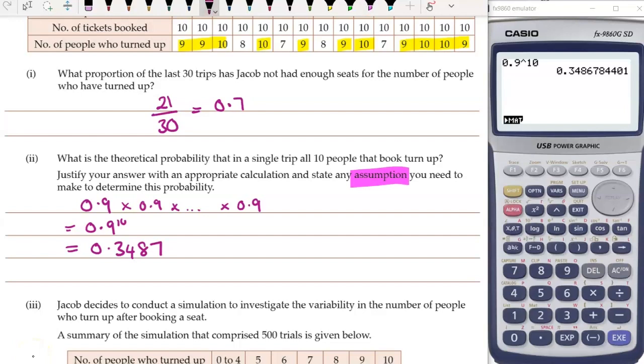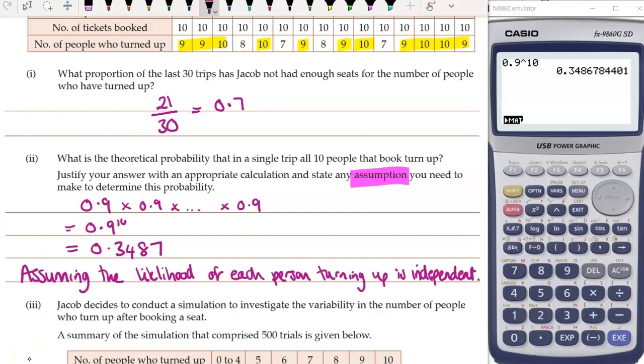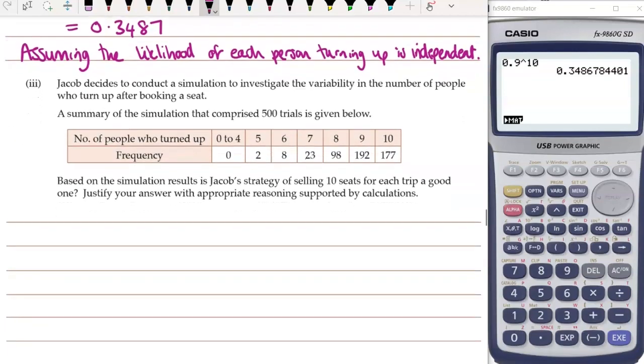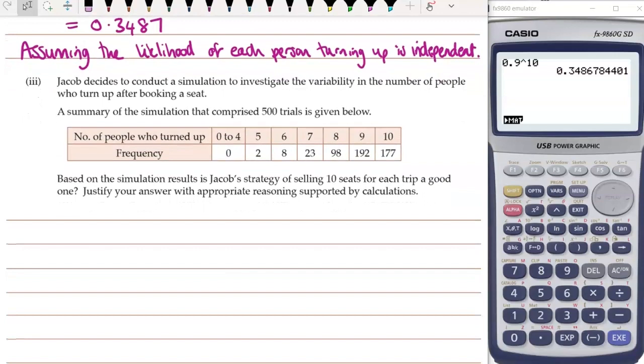Then state any assumption we've made, which is independence here. Now, in reality, that's not likely to be the case because you might have people that are booking together. So if one wasn't going to turn up, it would impact the other person turning up or not turning up. But that's all we need to put for this question. Okay, Jacob now decides to conduct a simulation to investigate the variability in the number of people who turn up after booking a seat. And then we've got the summary of that simulation on this table.